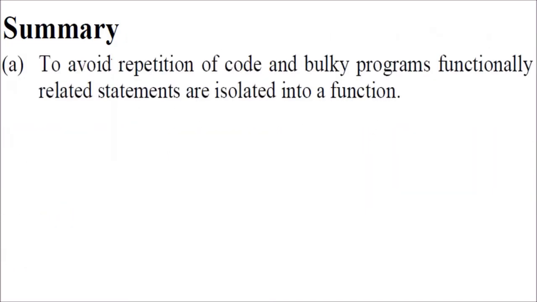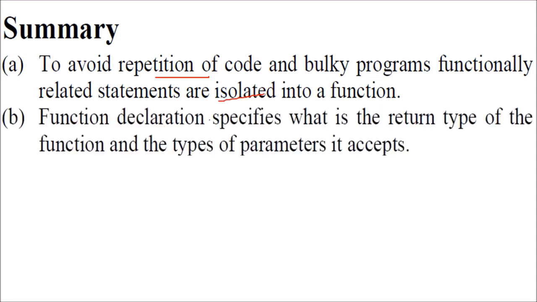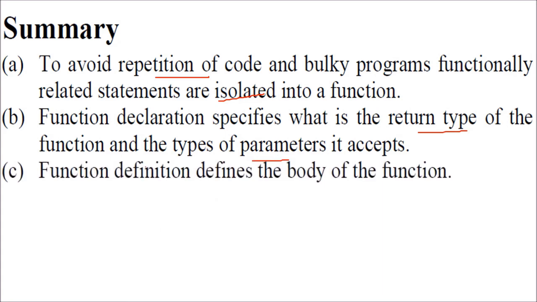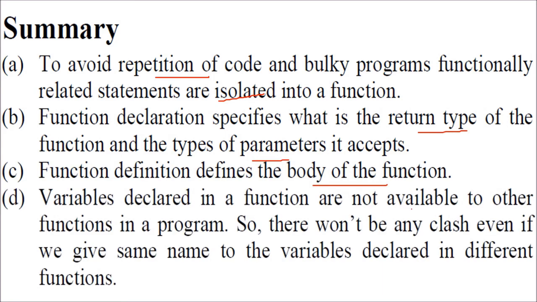Let us summarize what we have seen. Just avoid repetition of code and the bulkiness of the program. To avoid repetition of code, and if you don't want any bulky or bloated program, just isolate your program in terms of functions. Function declaration specifies the return type of the function and the type of parameters it is going to accept. Function definition defines the body of the function. Variables declared in a function are not available to other functions in a program, so there won't be any clash even if you give the same name. They can have similar names.